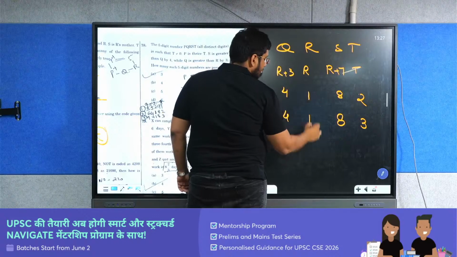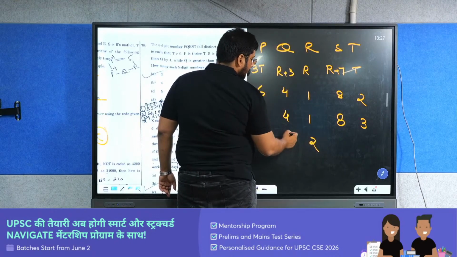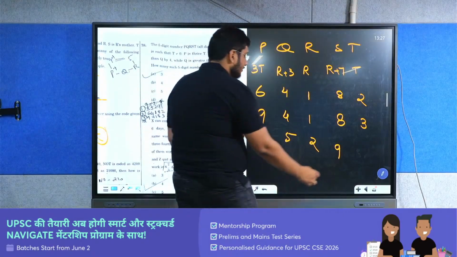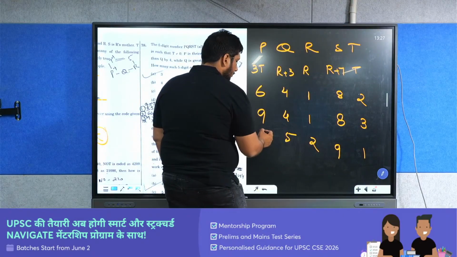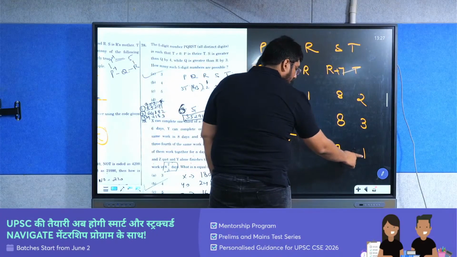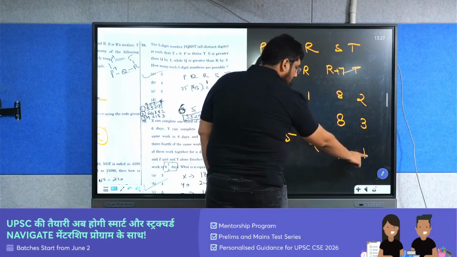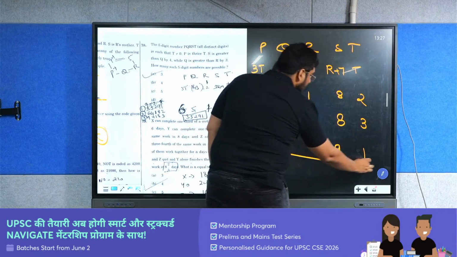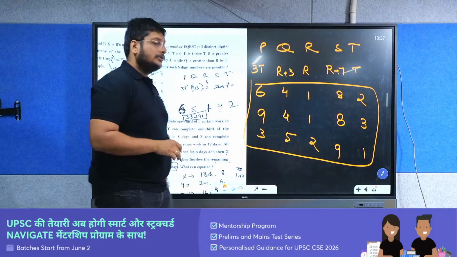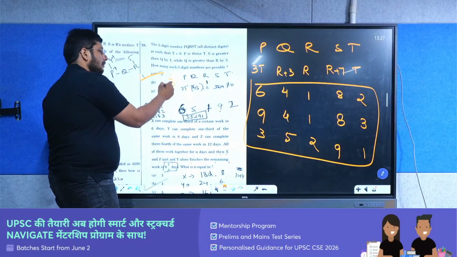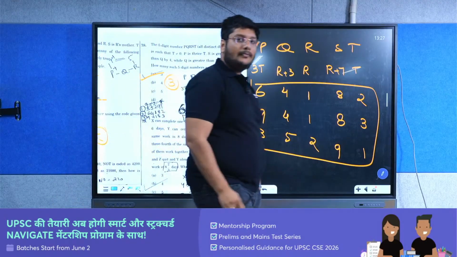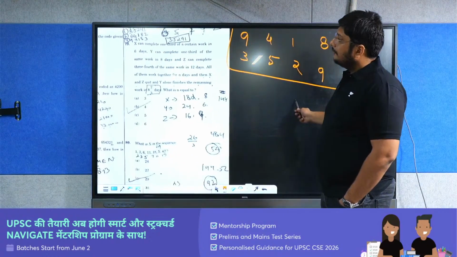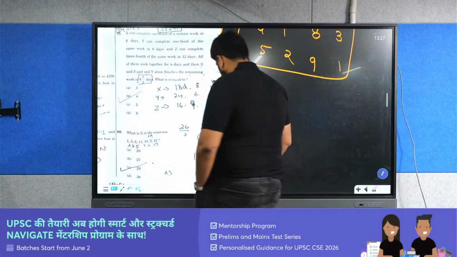Now let me take this as 2. So this would be 5, this would be 9. Correct? If I take this 1, it would be 3. 2 I cannot take because 2 is already there. 3 I cannot take because 9 is already there. 4 I can never take. So only these 3 possibilities are there. So that means option A, 3 is the correct answer. Clear? Next. Question number 79.